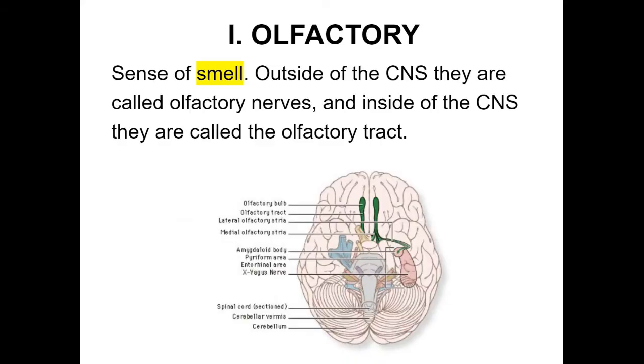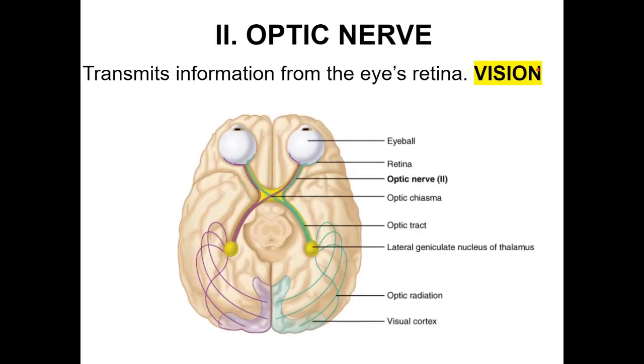Your first cranial nerve is your olfactory nerve. The olfactory is the sense of smell. Outside of your CNS, they are called olfactory nerves, and inside of the CNS, they are called the olfactory tract. But basically just know the olfactory has to do with the sense of smell. Number 2 is your optic nerve, optic, vision, pretty straightforward. It takes the information that goes into your eye and is put onto your retina at the back of the eye and sends it back through to the occipital lobe where it's all interpreted.